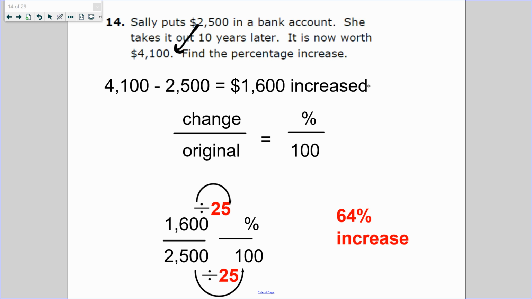So what percent is that? It grew by 1,600 out of what? 2,500. How do I break this down to 100%? Divide by 25, and I get 25. Oh, so 1,600 divided by 25 is 64%. So 64% is the answer.